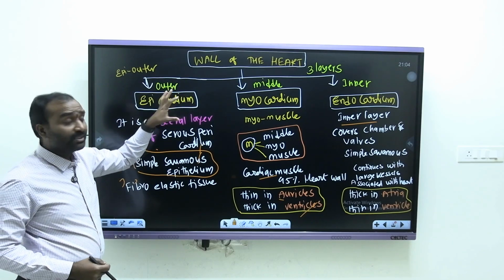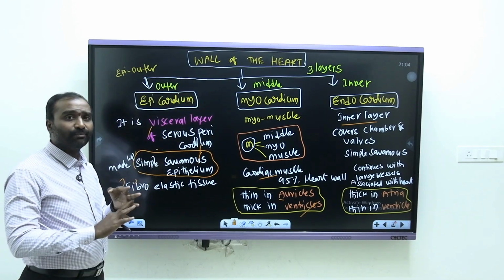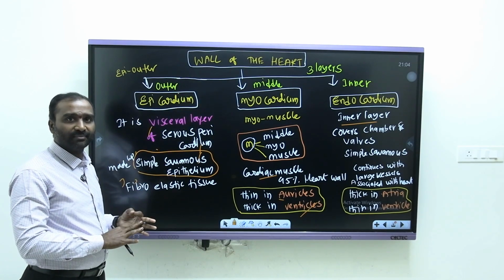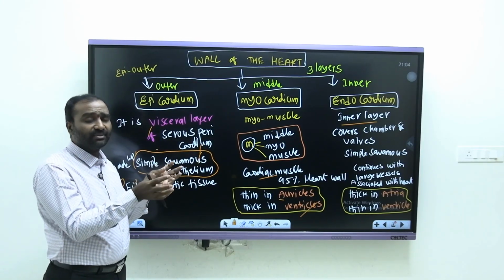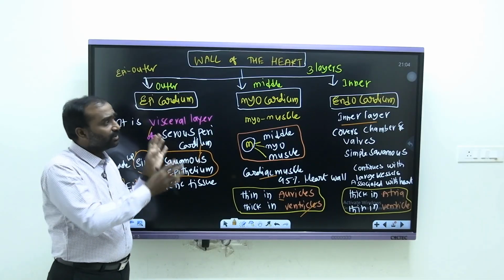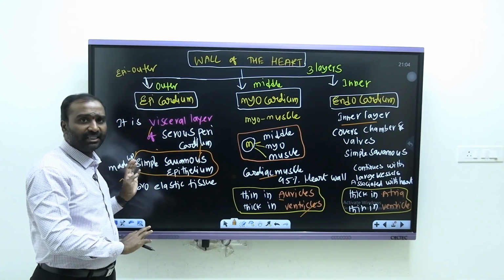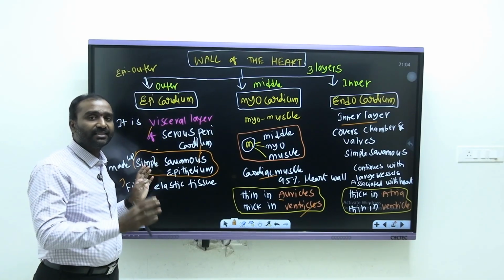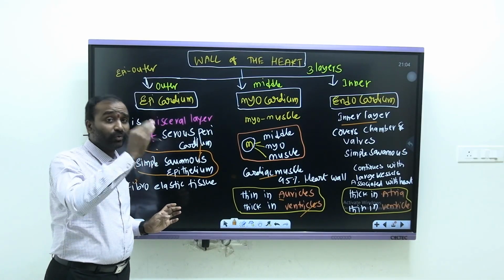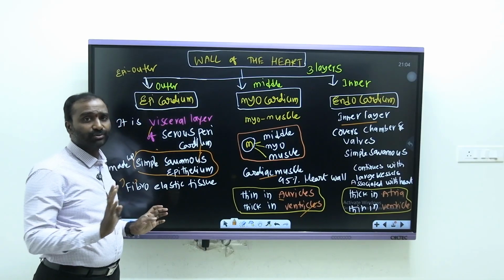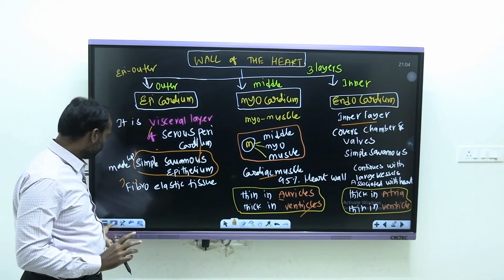I hope it's clear. The wall of the heart is composed of 3 layers. Previously we discussed the pericardium, so majority of students get a little confused. You need to know which layers compose the wall of the heart, and in the same manner, the sub layers of the pericardium from outer to inner and inner to outer. This is important. Okay.